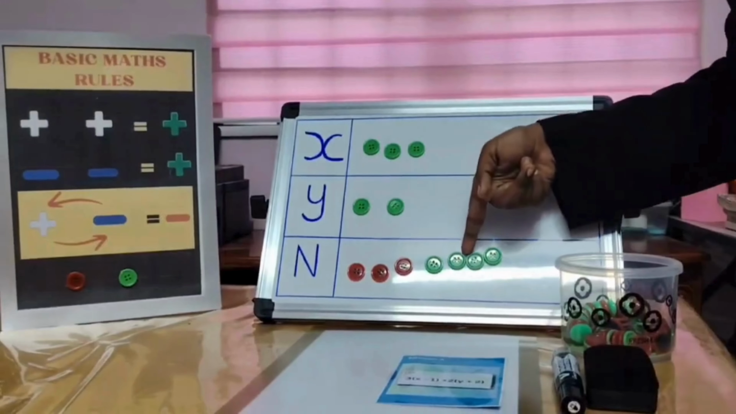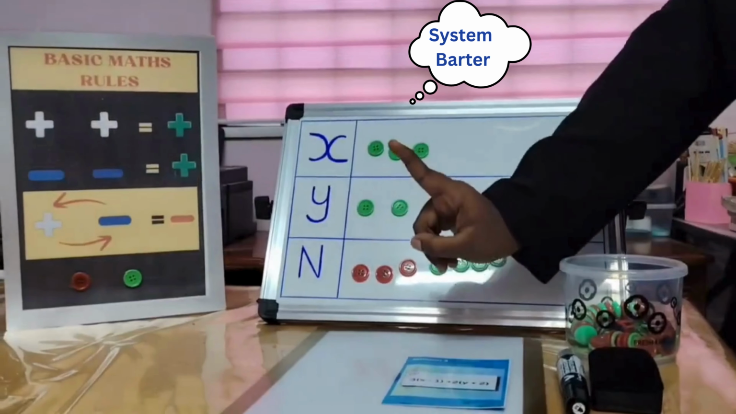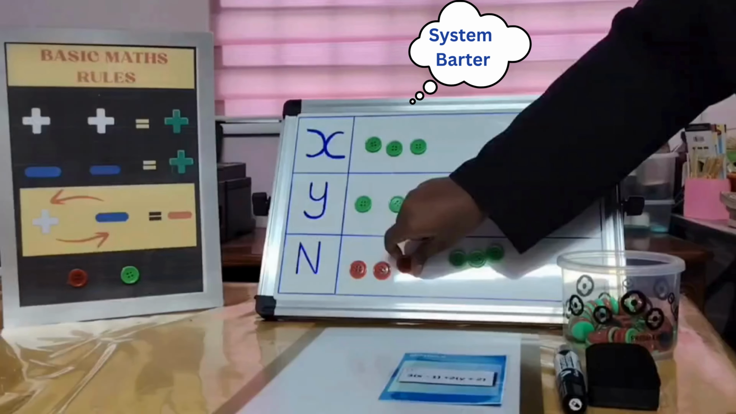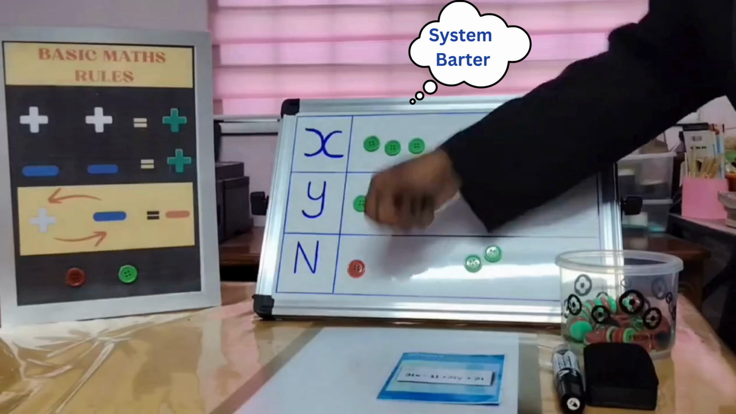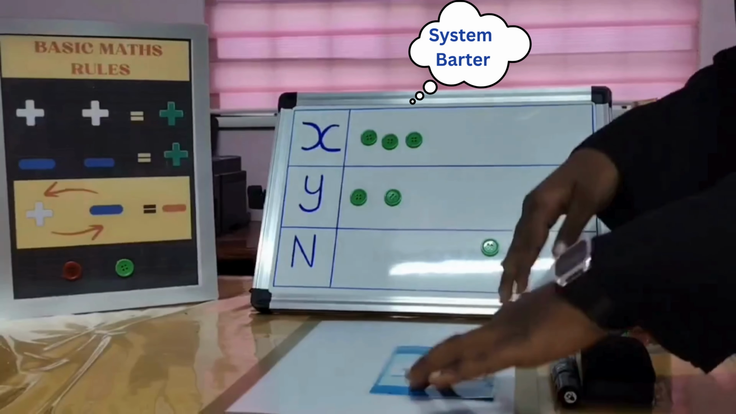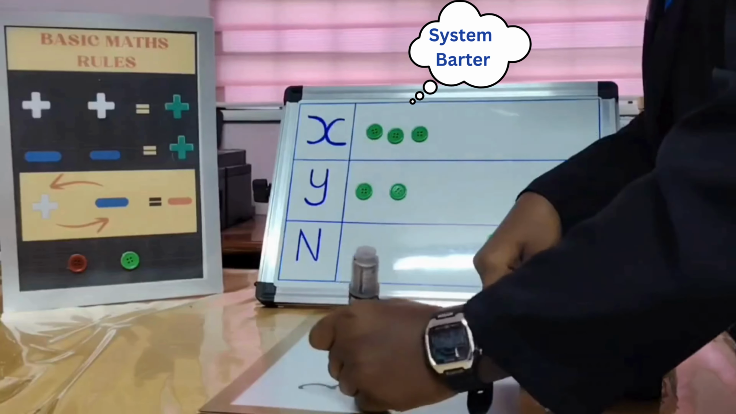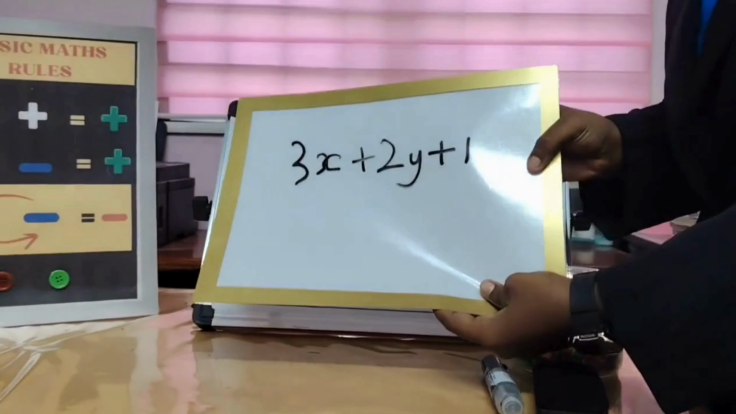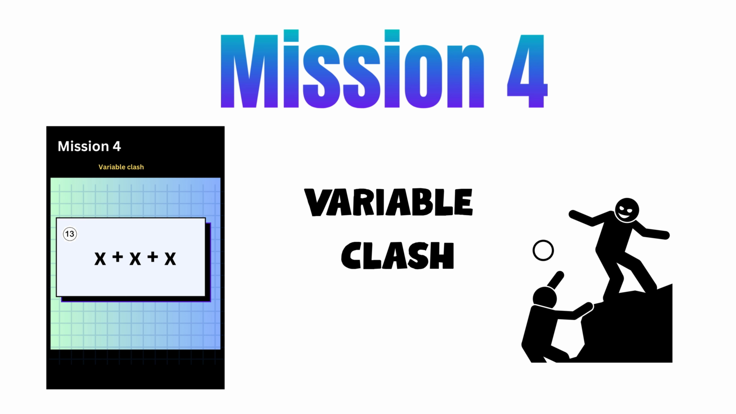Since there are 2 different types of buttons here, we are going to make it a single color. But how? We are going to remove them as pairs, 1 green button for 1 red button. 1 green button for 1 red button. 1 green button for 1 red button. So this is our final answer: 3x plus 2y plus 1.